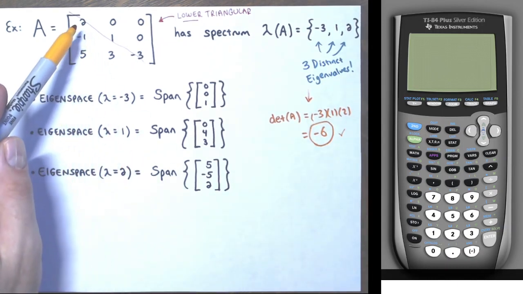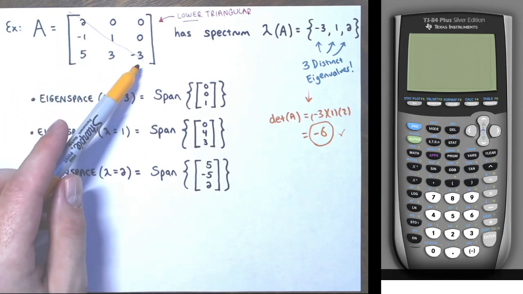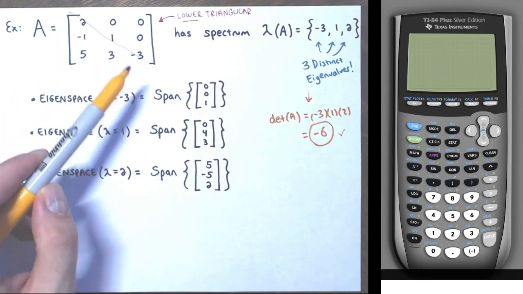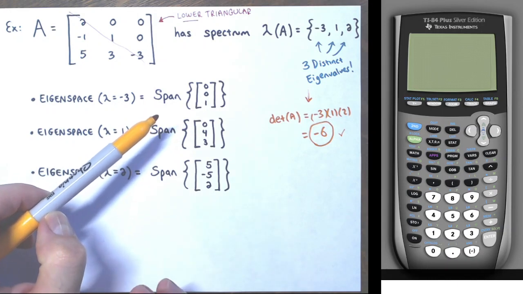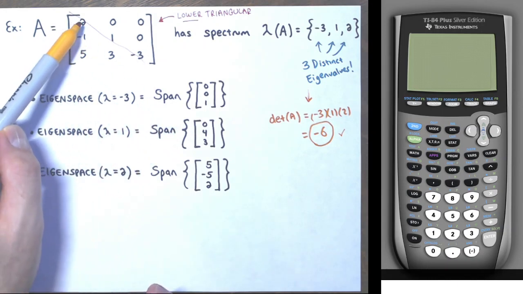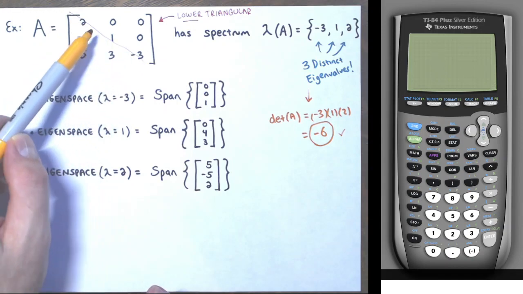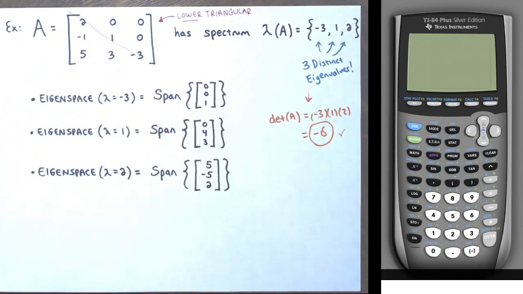Remember I said earlier, if you have a triangular matrix, lower triangular, upper triangular, or diagonal, the determinant of that matrix will simply be the product of the diagonal entries, so 2 times 1 times -6. So that is working out for this one as well.